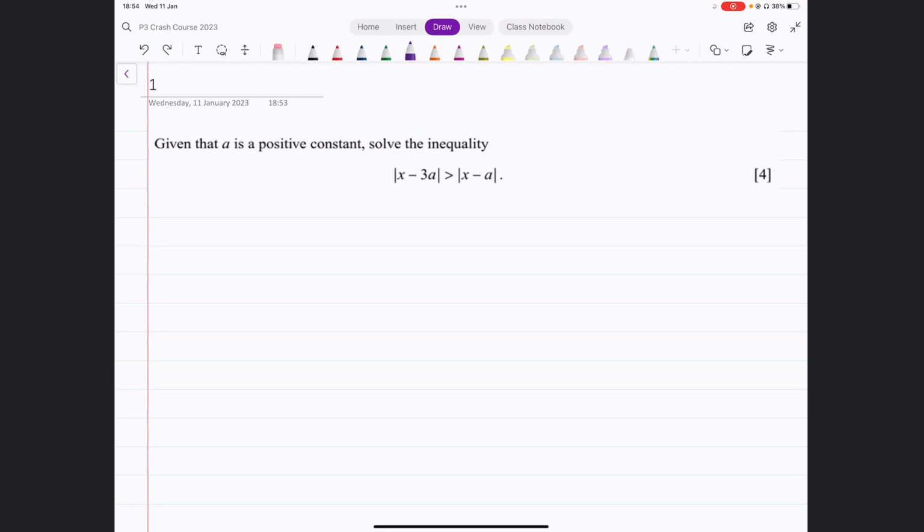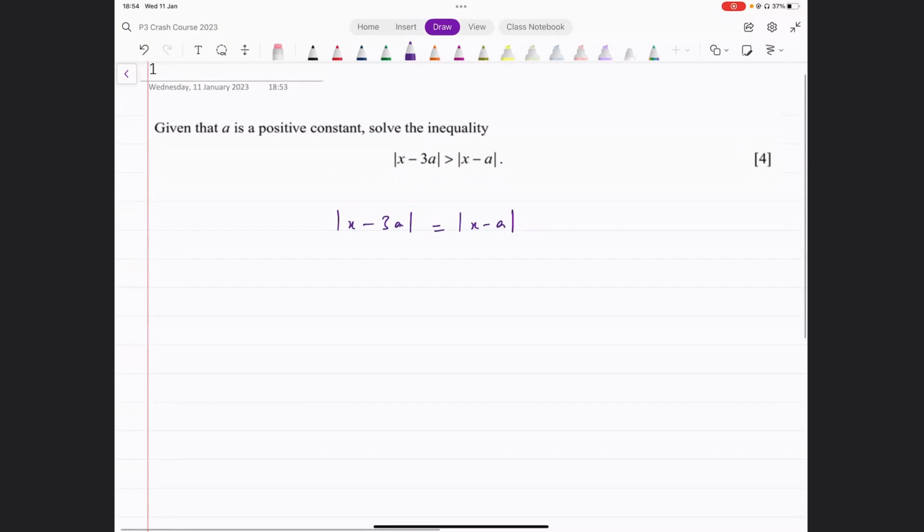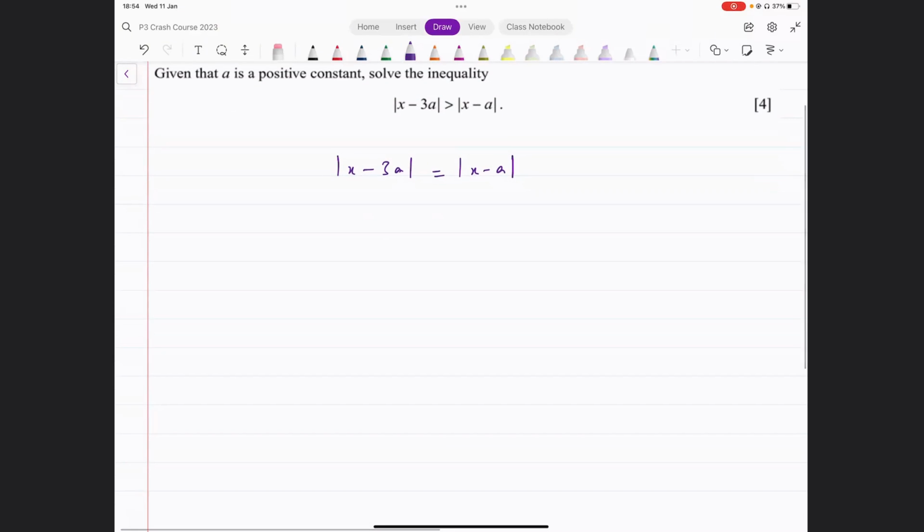Okay. Again, how do we start? The first step is you say, let's treat this as an equation. So you've got modulus of x minus 3a that equals modulus of x minus a. Now you have to remove the modulus sign. You can remove the modulus signs and put plus minus on any one of the two sides. It doesn't matter which side you put this on.